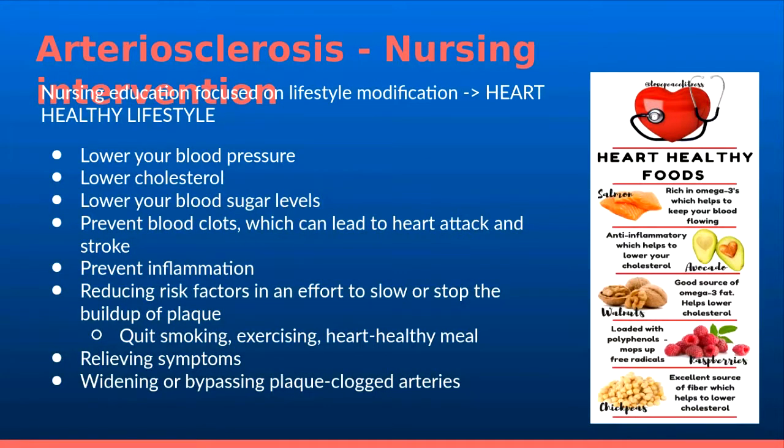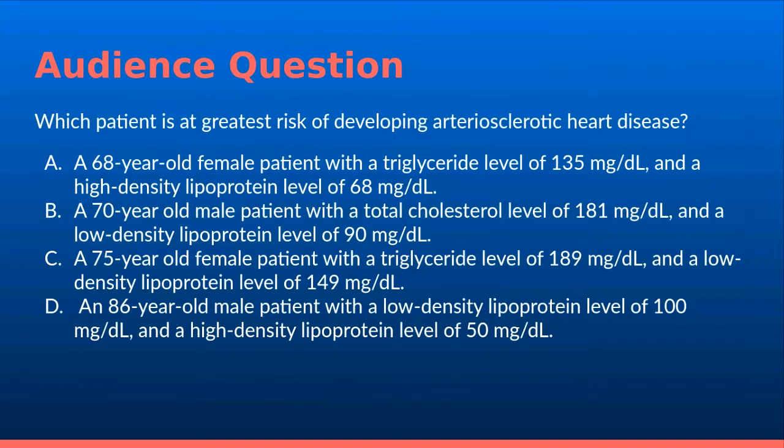Next, we have a question for you guys. Which patient is at greatest risk of developing arteriosclerotic heart disease? Answer A is a 68-year-old female patient with a triglyceride level of 135 and a high density lipoprotein level of 68. B, a 70-year-old male patient with a total cholesterol level of 181. Yes, so the answer is C. Oops, made it too big.